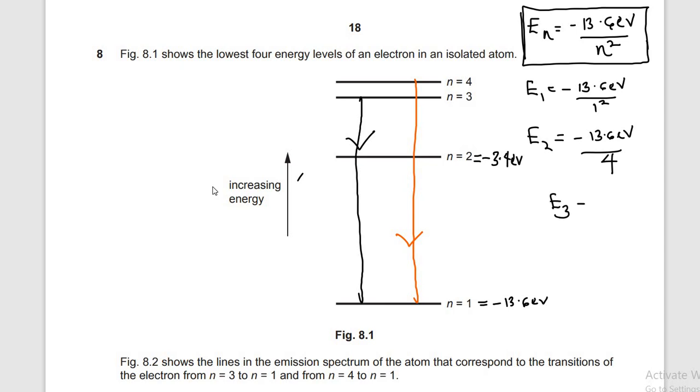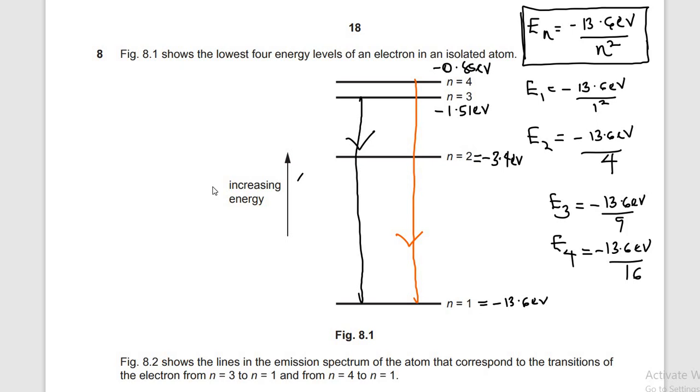E3, when n is 3, is 13.6 divided by 9, which gives us minus 1.51 eV. E4, when n is 4, is minus 13.6 eV divided by 16. 13.6 divided by 16 gives us 0.85, so minus 0.85 eV. Now, I hope that the work will be kind of easier.